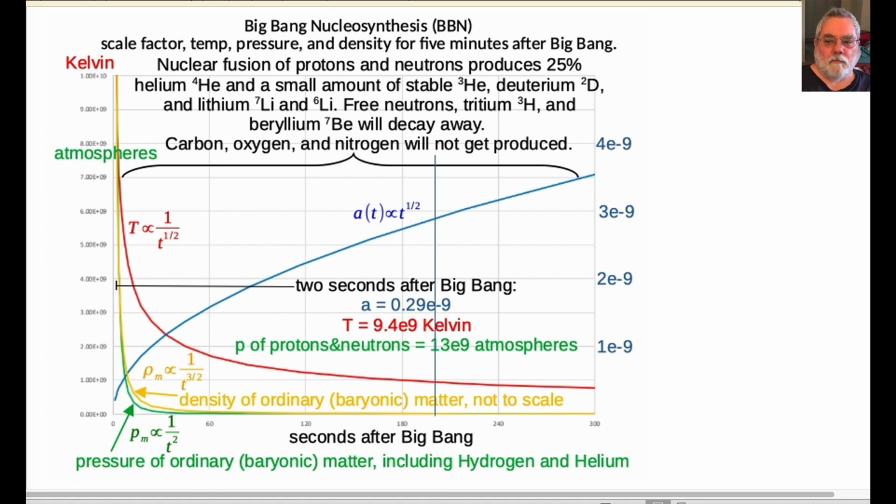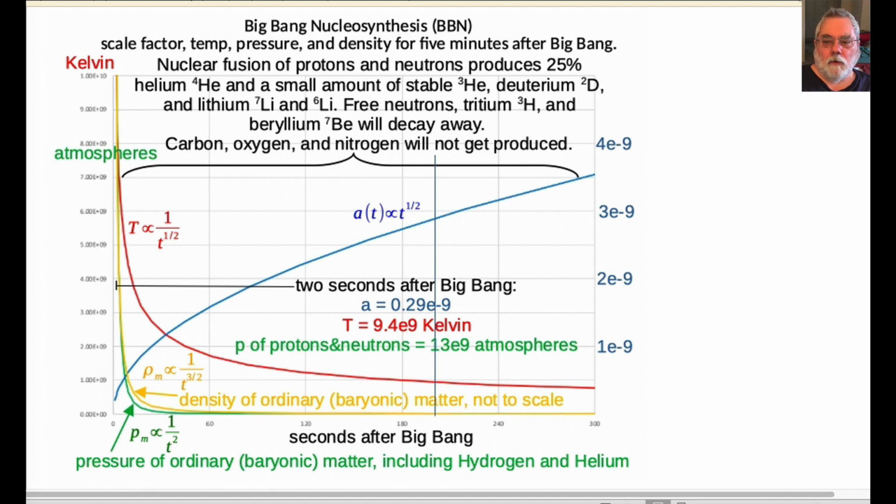The energy density of radiation, photons and neutrinos, was 1,000,000 times the energy density of matter 2 seconds after the Big Bang, and 82,000 times at 5 minutes. So radiation dominated expansion of the universe. Dark energy was utterly insignificant. The radiation energy density and radiation pressure were much higher than at the core of the Sun. I did not put the radiation energy density and radiation pressure on this graph.